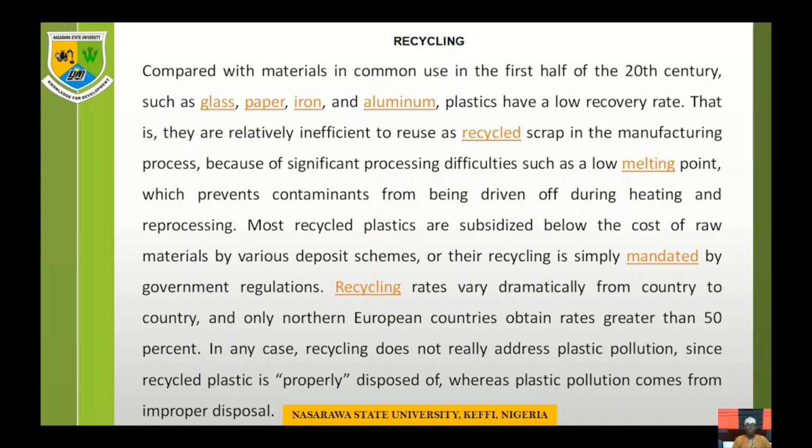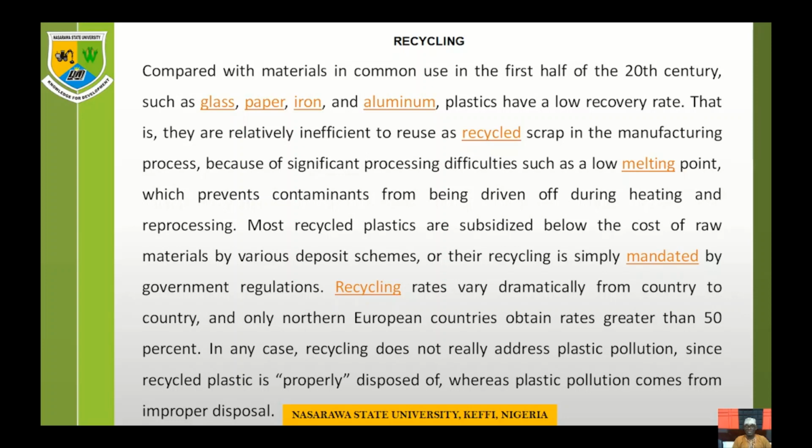Recycling. Compared with materials in common use in the first half of the 20th century, such as glass, paper, iron, and aluminium, plastics have a low recovery rate. That is, they are relatively inefficient to reuse as recycled scrap in the manufacturing process because of significant processing difficulties, such as a low melting point, which prevents contaminants from being driven off during heating and reprocessing.